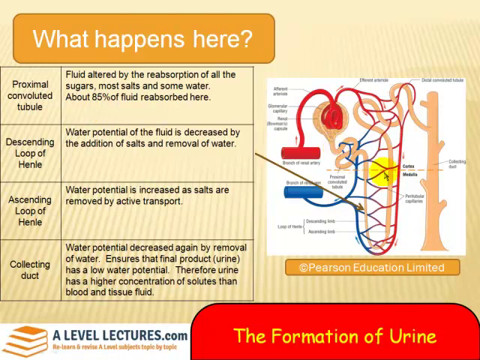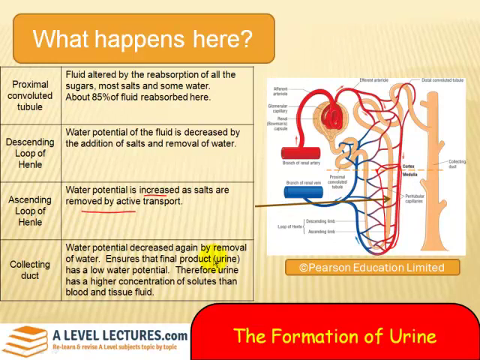We then go into the descending limb of the loop of Henle. That's this section here, isn't it? Here the water potential of the fluid is decreased by addition of salts and removal of water. Then we come into the ascending limb of the loop of Henle, which is this section here. Here, water potential is increased as salts are removed by active transport, so an energy demanding section.